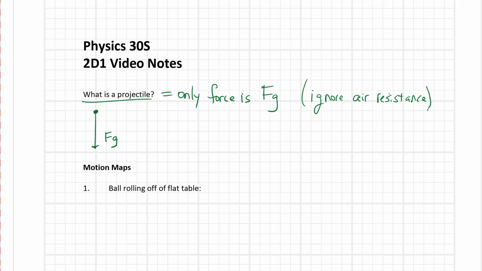Some things about a projectile that we're going to notice is that as a result of this force of gravity, it is always accelerating downwards. I'm going to try to be consistent, and I'll make my acceleration in red here. So this will be an acceleration vector. The acceleration is always 10 meters per second squared downwards. The other thing that's important that we notice is that the horizontal velocity is constant.